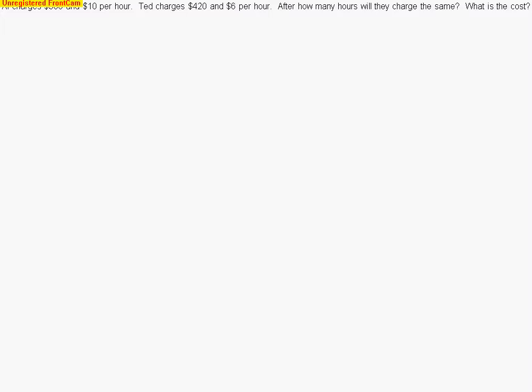And the first thing I'm going to do is take a look at just writing down their names. Al, and since they're going to be charged the same, that tells me that I need to have an equal sign. Al's cost needs to equal Ted's cost. That's what I'm trying to do.